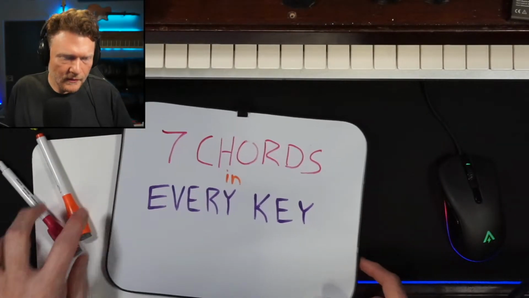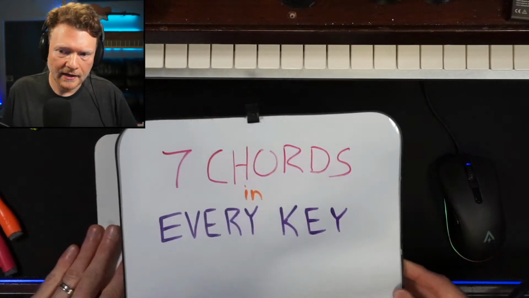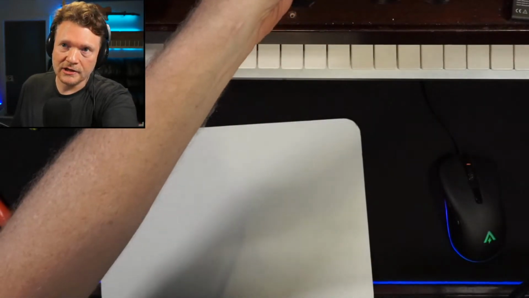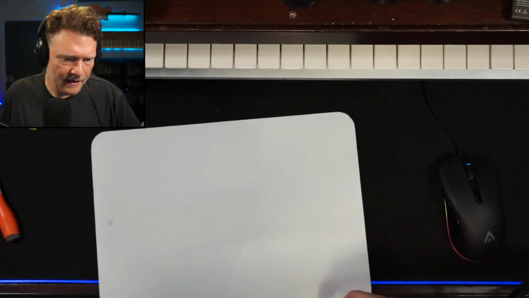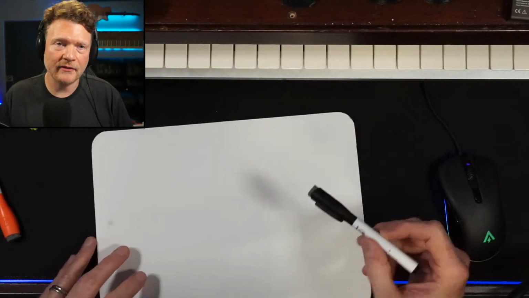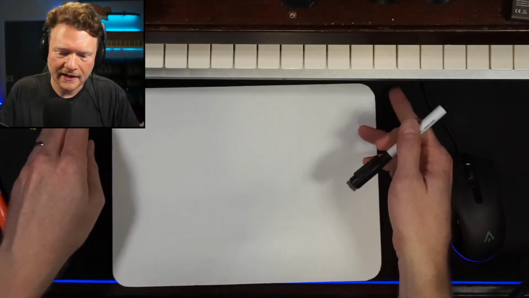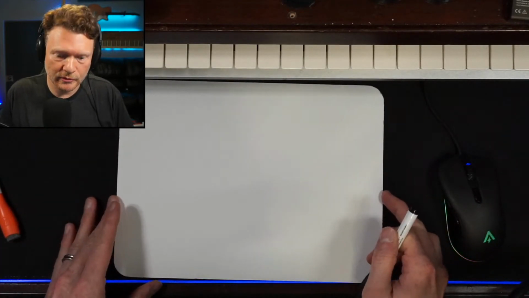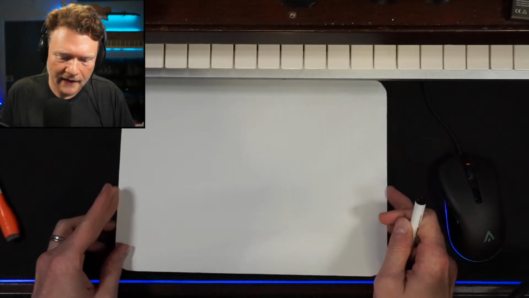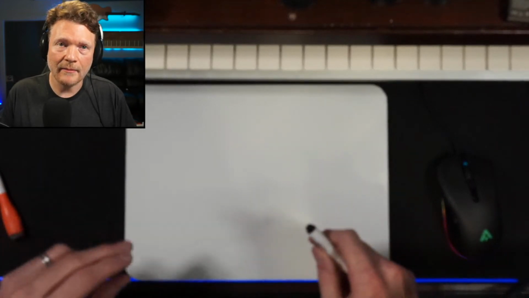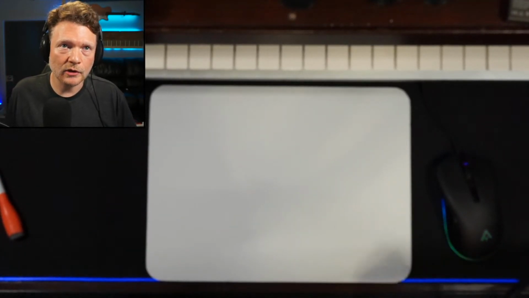So here we have, we've been talking about the major scale and the importance of the major scale in music theory. And this is super important. So we're going to talk about that real quick, and then also talk about how to identify major and minor chords. And then we will go from there too.